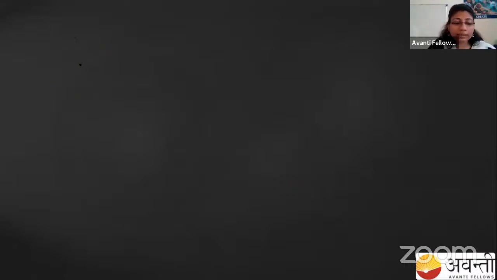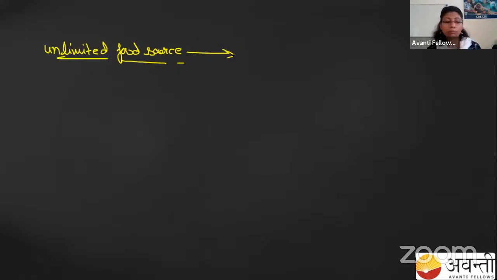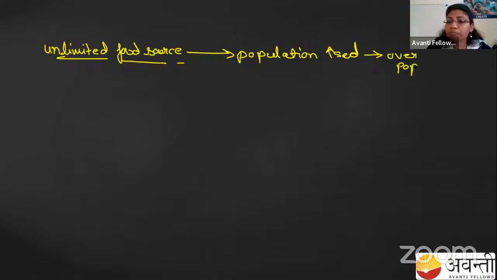How does natural selection take place? See, initially we have an unlimited source of food. Due to the presence of an unlimited source, what happens? Ultimately, the population will increase. If we have a good amount of food, we don't have to work much, so we can increase our number. So due to that unlimited food, the population increased, and in some period of time this increased population results in an overpopulated area. Now the population is larger as compared to the food source. We have more individuals as compared to the food resources.